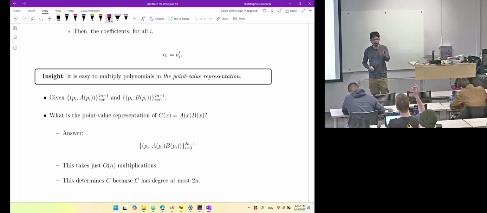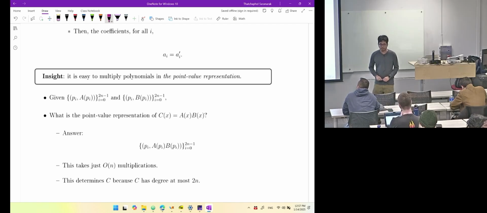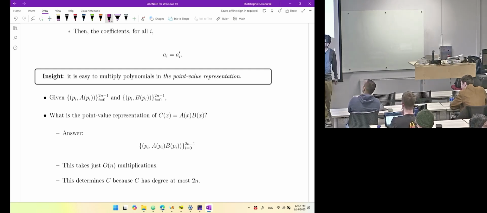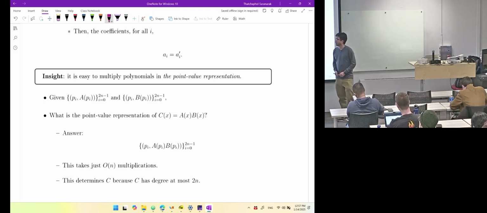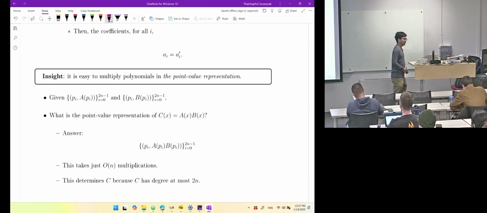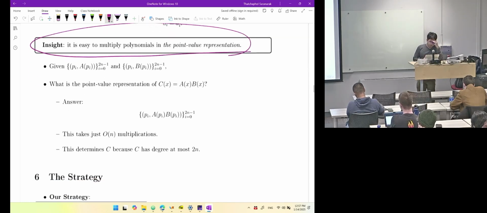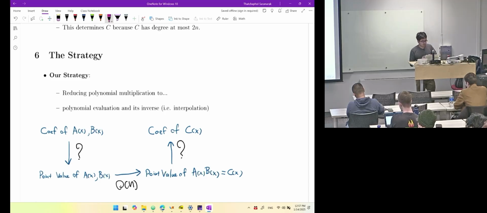Question? Yeah. So are we saying that the polynomials are degree n, but we're given 2n minus 1 points from those polynomials? Yeah. Why 2n minus 1 points? Because polynomial C might have degree something like 2n minus 1, so we need to have enough points to determine C. Okay. So this is a good insight. But with this, our strategy is as follows.